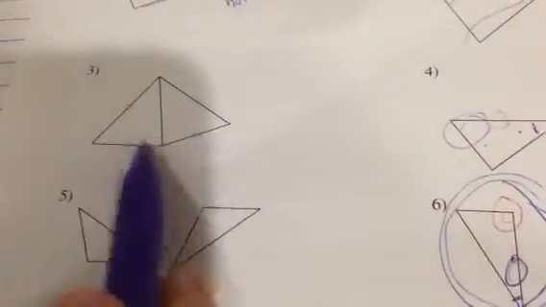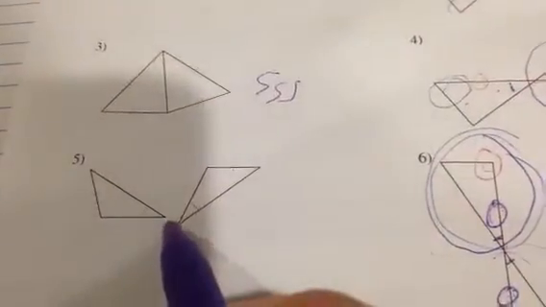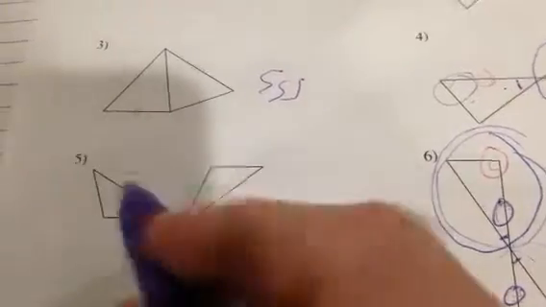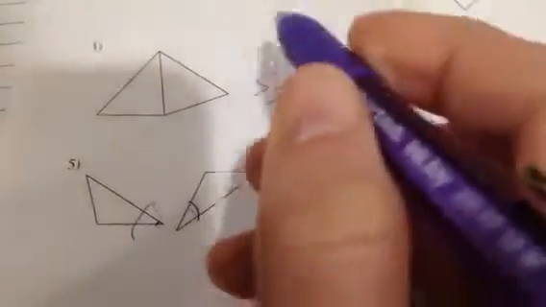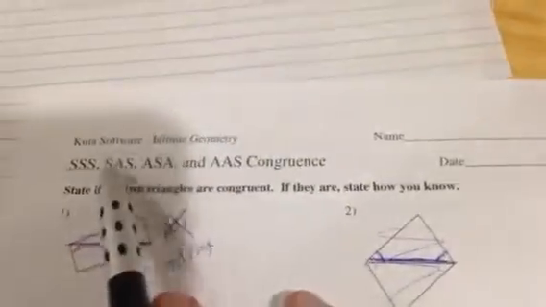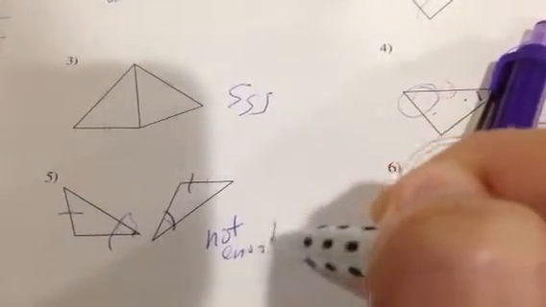This one clearly is side, side, side. Happy with that. This one, they only marked two things. They only marked one set of angles and then one set of sides. And we need three things to be able to prove any of these triangles congruent. So this is not enough info.